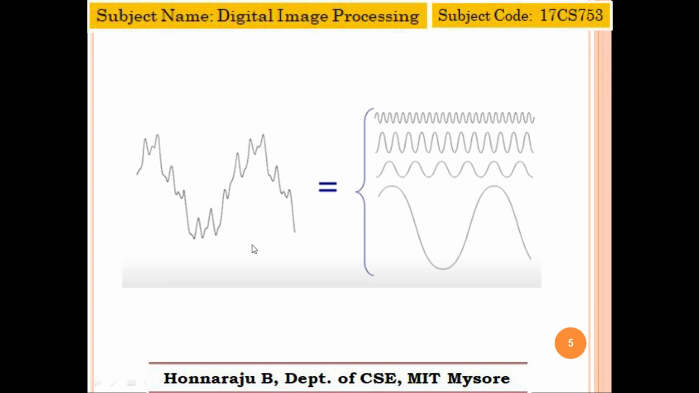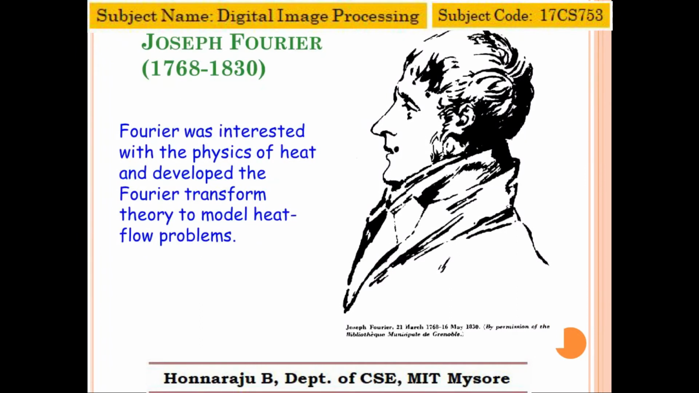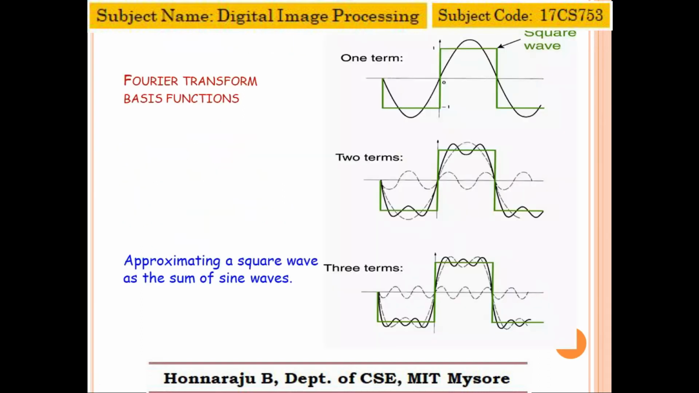So after adding this frequency, we get the output. Okay, this is a Fourier transformation. The Fourier transformation is defined by the person Fourier. Fourier was interested in the physics of heat and developed the Fourier transform theory to model heat flow problems. So initially the Fourier transform was developed for modeling heat transfer. Now the Fourier transform is used for image enhancement and other processing.